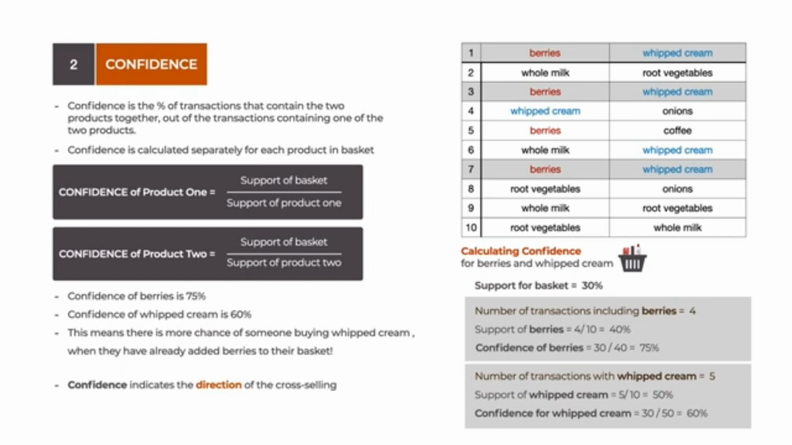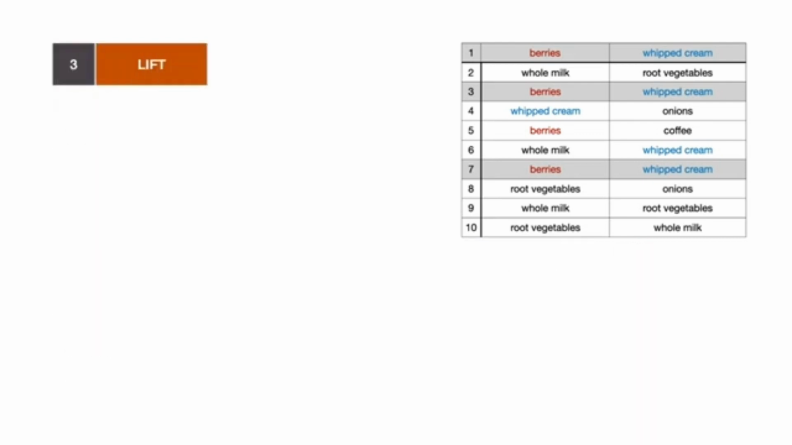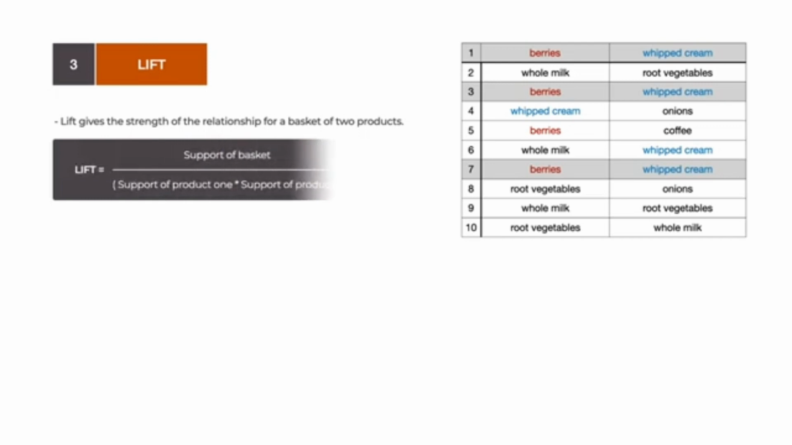So it must be noted that confidence in itself does not give us the strength of the relationship between the two products. Say one product might be a very common purchase, so that it generates a high confidence number independently from the second product. So this is where the third key concept of lift comes in, which gives us the strength of the relationship between those two products in the basket. So lift gives the strength of the relationship between a basket of two products. And to calculate lift, we need to know support of basket and also the support for the individual items in the basket. And then we can calculate lift using the formula shown here.